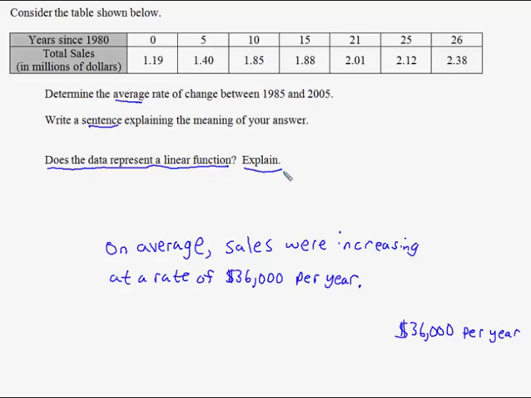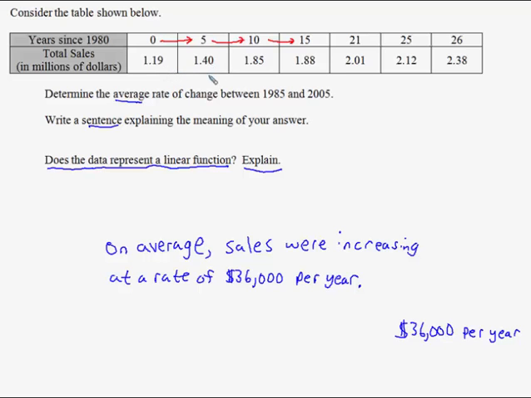Now, this part here says, does the data represent a linear function, and then explain. The fast way to answer that is that if it's a linear function, then by definition the sales should be going up or down the same amount per time period, and it's just convenient that in the chart we have some equal time periods here. For example, going from 10 to 15 is a 5-year period. In fact, you could look at 5 to 10 as a 5-year period. So for this to be linear, total sales would have gone up the exact same amount over these 5-year periods, not just close.